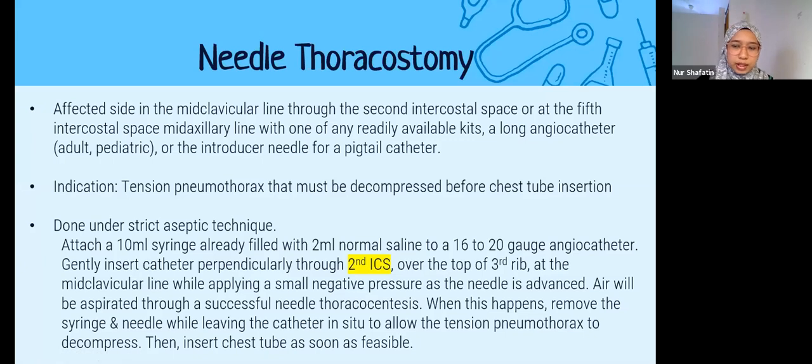It is done under strict aseptic technique, where we attach a 10 ml syringe already filled with 2 ml normal saline to a gauge angio catheter. Gently insert the catheter perpendicularly through the second intercostal space, over the top of the rib at the mid-clavicular line, while applying a small negative pressure as the needle is advanced. So air will be aspirated through a successful needle thoracocentesis. When this happens, remove the syringe and needle while leaving the catheter in situ to allow the tension pneumothorax to decompress. Then insert chest tube as soon as feasible.